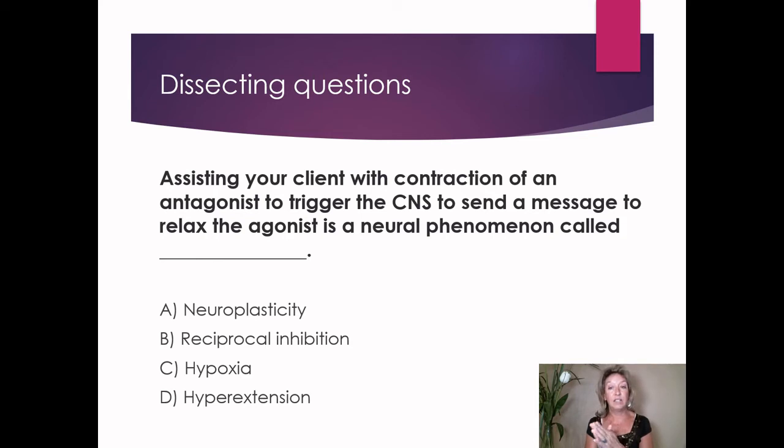So assisting your client with a contraction of the antagonist to trigger the CNS to send a message to relax the agonist is a neural phenomenon. We have talked about this. It's called blank. A, neuroplasticity. B, reciprocal inhibition. C, hypoxia. D, hyperextension. What do you think? Do any of you do scuba diving? What is hypoxia? It's actually oxygen deficiency. So it doesn't have anything to do with this question. It affects the brain, but it doesn't have to do with this question.